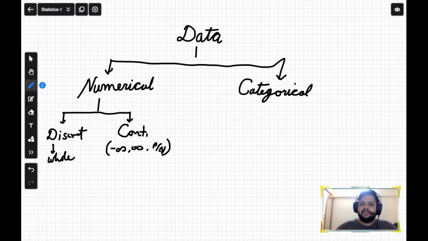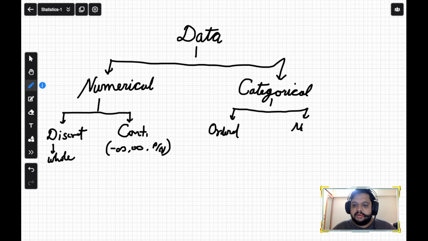Okay. Now coming to the categorical. Now category, where we were already talking about the color of balls, the car make and manufacturers and all such kind of things. But still category has two different kinds of further differentiation. One is the ordered, another one is the non-ordered. Now, what do you mean by the ordered and non-ordered?